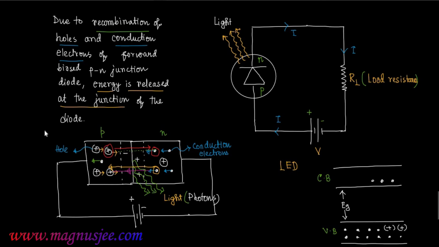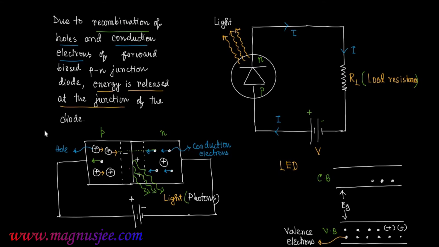In this case, conduction electrons migrate from which region to which region? From the N to the P region. That means conduction electrons jump from which band to which band? From the conduction band to the valence band. Here, this dot in the valence band is what type of electrons? Valence electrons.